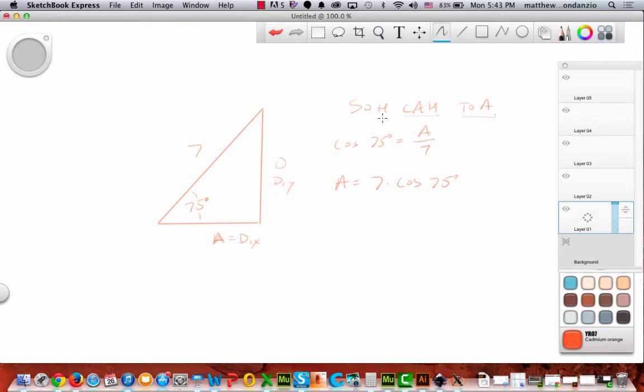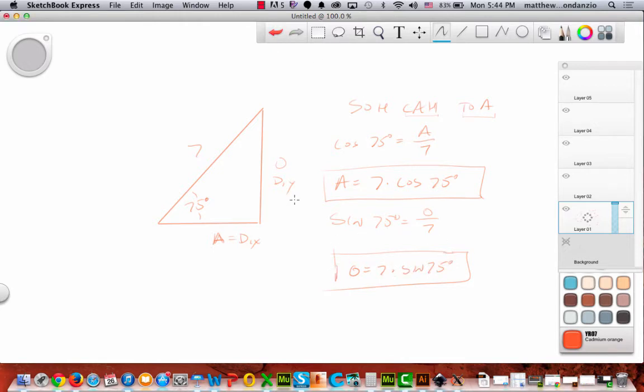Let's say I'm looking for my opposite. I have my hypotenuse and my angle. I can say the sine of 75 degrees is equal to my opposite over my hypotenuse, which means that 7 times the sine of 75 degrees equals opposite. So you can make these shortcuts. Let me rewrite this so it's a little clearer. So opposite equals 7 times the sine of 75 degrees.